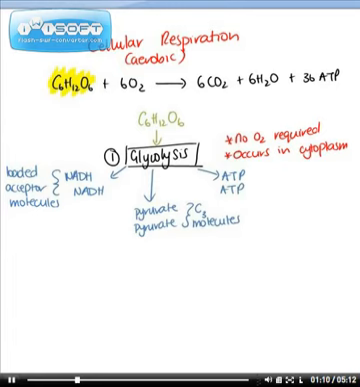Now pyruvate is really important for the second stage of cellular respiration. However, it needs to undergo a conversion. So it goes from being a 3-carbon molecule to a 2-carbon molecule called acetyl-CoA. Obviously, to go from a 3-carbon molecule to a 2-carbon molecule, a carbon must be lost.